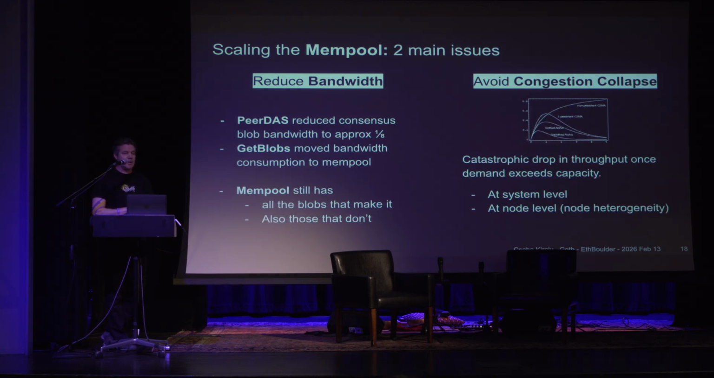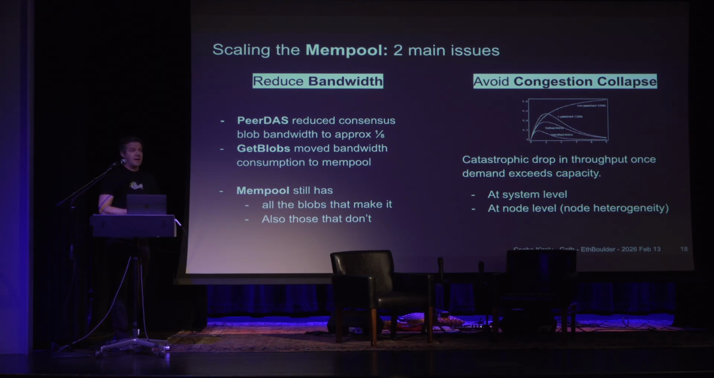OK, so when you want to scale the mempool, there are two main issues. We typically think of the first one, which is we need to reduce the bandwidth. So we need to send the same amount of traffic, but we should somehow use less bandwidth than what we send. And we solved it in the consensus layer. We solved it with PeerDAS. PeerDAS is doing a probabilistic sampling for the blobs. And it's reducing the bandwidth requirements to approximately 1/8 of the actual data amounts that we are sending.